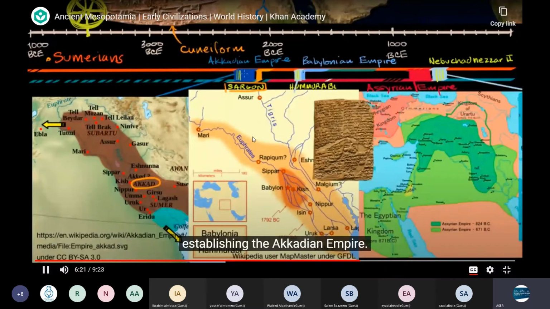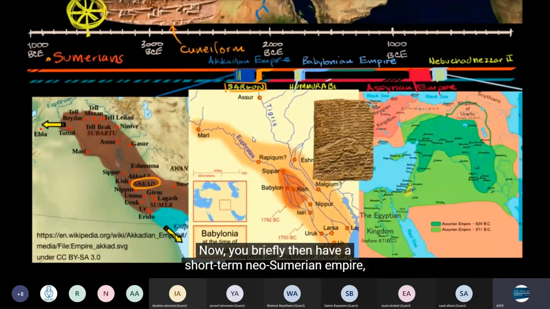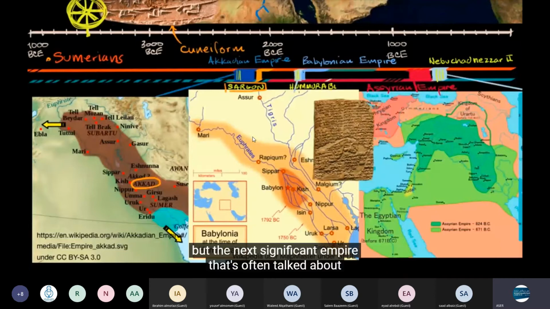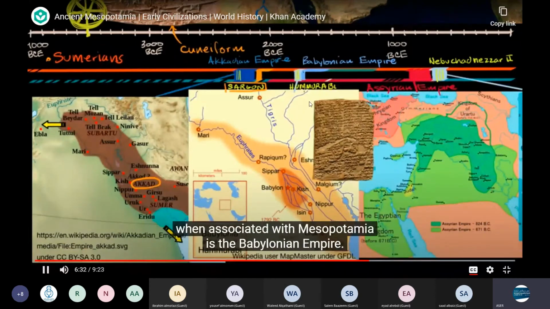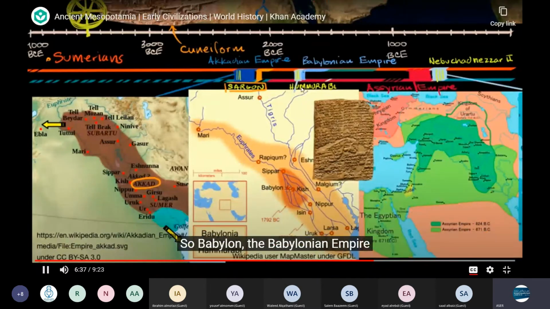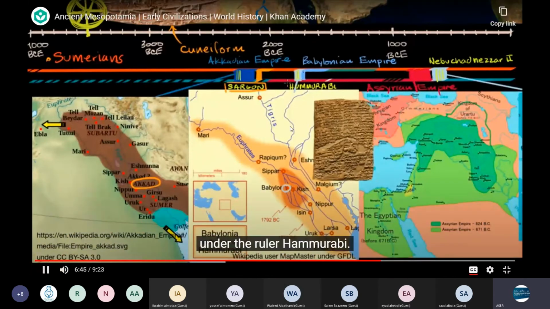Pushing the Akkadian Empire. Now you briefly then have a short-term Neo-Sumerian Empire, but the next significant empire that's often talked about when associated with Mesopotamia is the Babylonian Empire. So the Babylonian Empire was centered at Babylon, right over here, and it really became a significant empire under the ruler Hammurabi. So do you remember Hammurabi and Hammurabi's code?